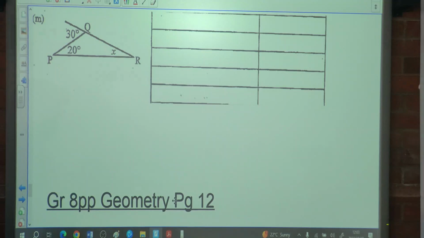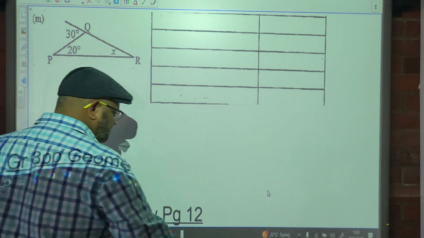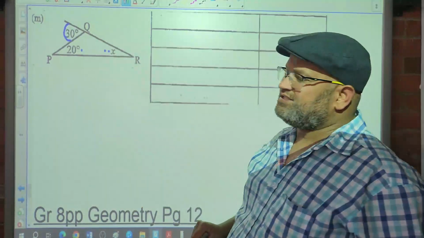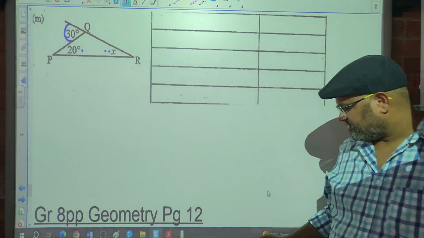What do you notice here now? x on the inside, not so? So what do we say here? Exterior angle is equal to the sum of the two interior angles.